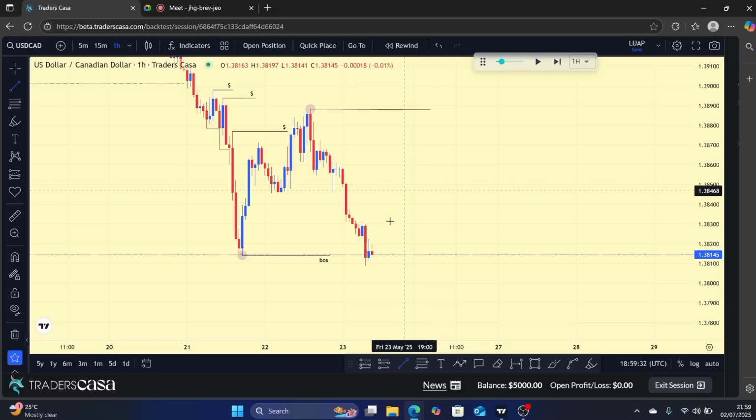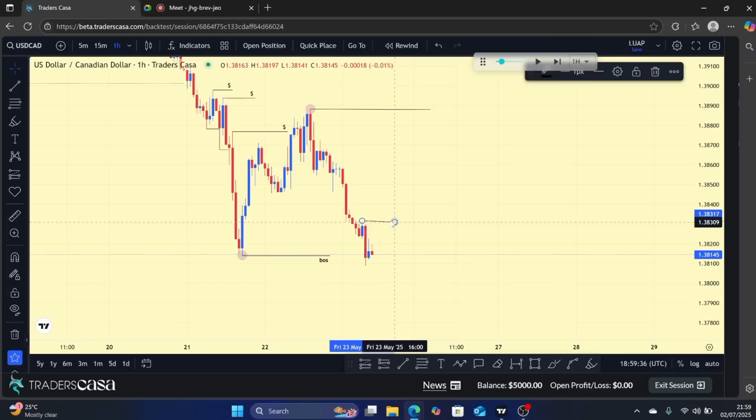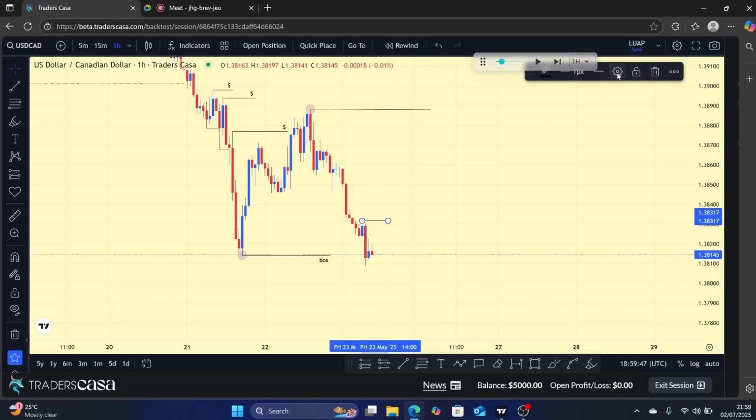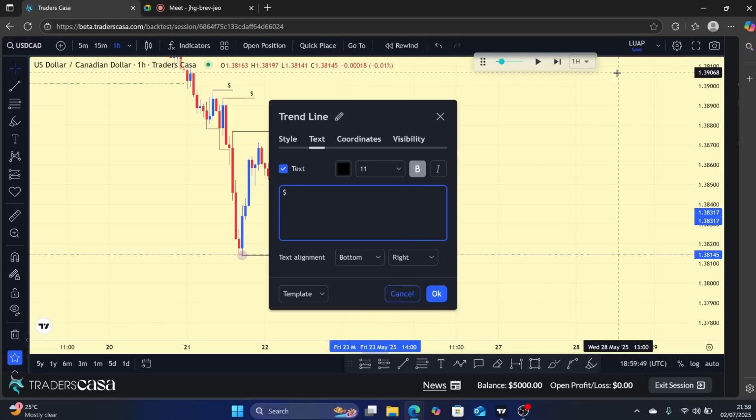So let me just, you can clearly see here this is a valid pullback. Since this is a bearish scenario, this one is a bearish valid pullback, and we literally mark the high of that pullback. And at the high of this pullback, like I said, there is some buy side liquidity resting above here.